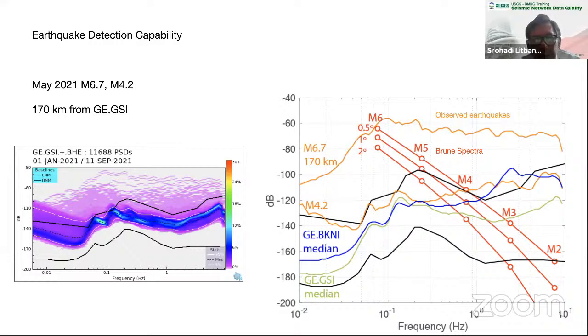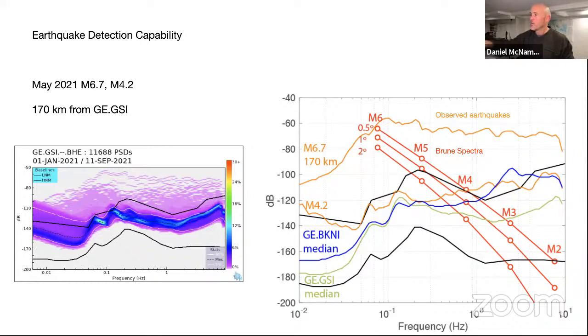Okay, thank you. I just wanted to show you this for a rough range of detectability. So as we look at these moving forward, you'll have a sense of what a good looking station is. You can see again, the green line, the median for GSI, is well below. I forgot to mention again, these black lines are the high and the low noise model.